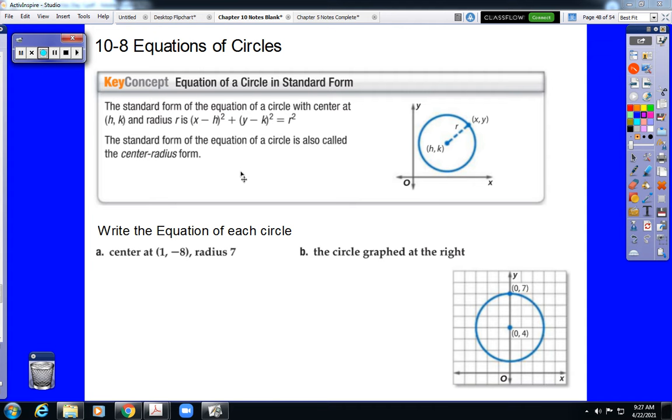We've talked about a lot of different things, but the one thing we have not done is talk about what these look like when we graph them on the coordinate plane. So that's what section 10.8 is for. We're going to discuss the equation of a circle.